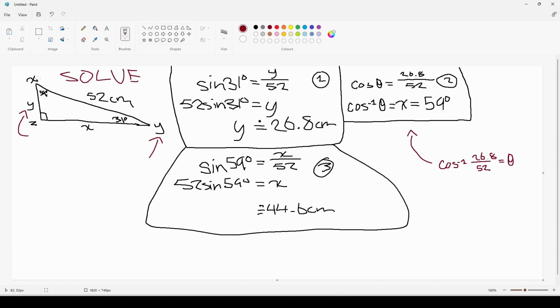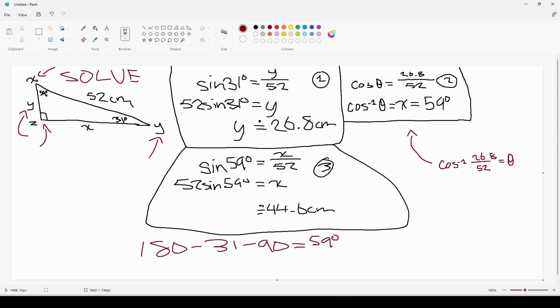Next, we want to find the value of angle x, which is going to be equal to 180 minus 31 minus 90, because there's 180 degrees in a triangle, minus our y angle, minus our right angle that we have, because, of course, all of the triangles that we are going to be looking at in trigonometry are going to be right triangles. And using that, we can see that 59 degrees is the value of x.